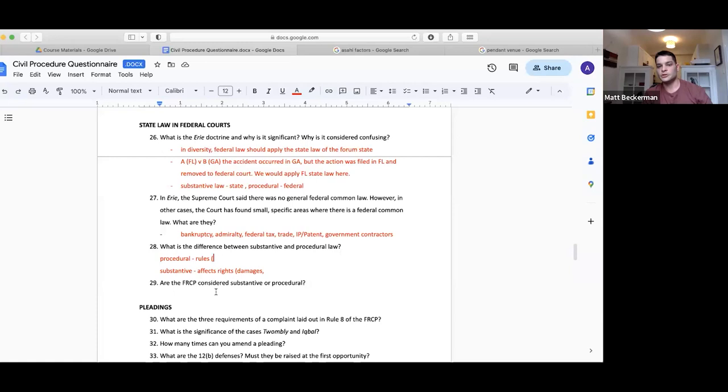So the federal rules of civil procedure are procedural, and they always preempt any state law about procedure. So if you're in federal courts, you always do what the federal rules of civil procedure say, especially when it conflicts with a state law on the same issue. So if it's an Erie question, the answer is always follow the federal rules of civil procedure or follow the federal rules of evidence.